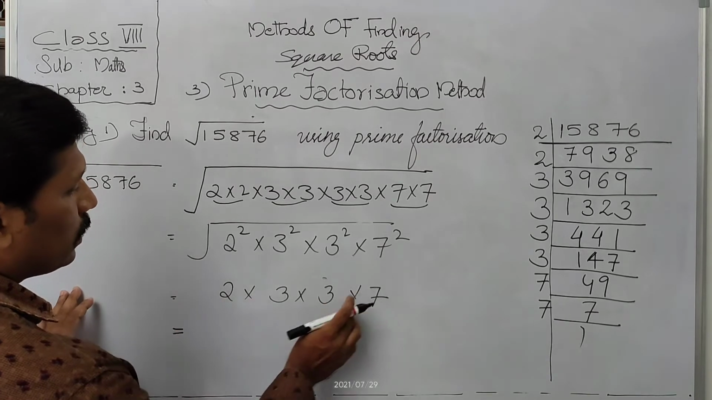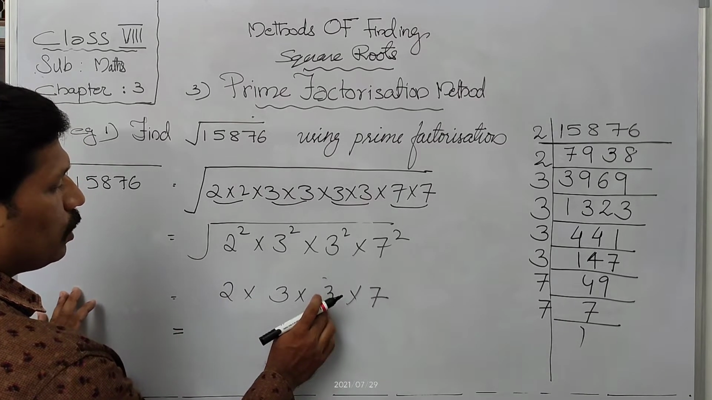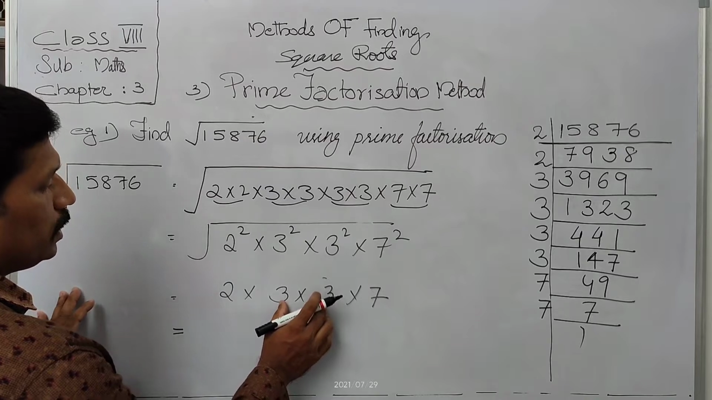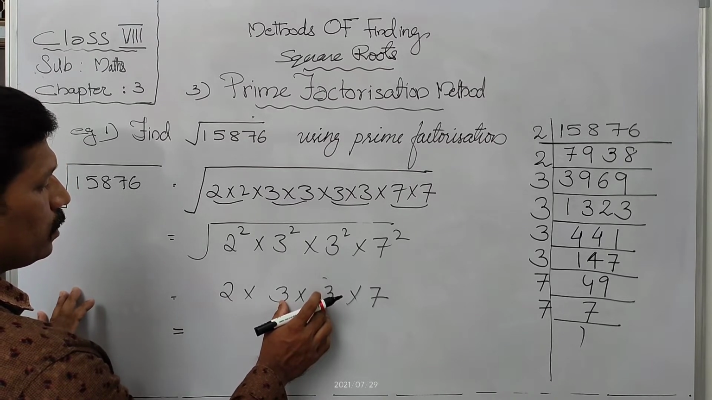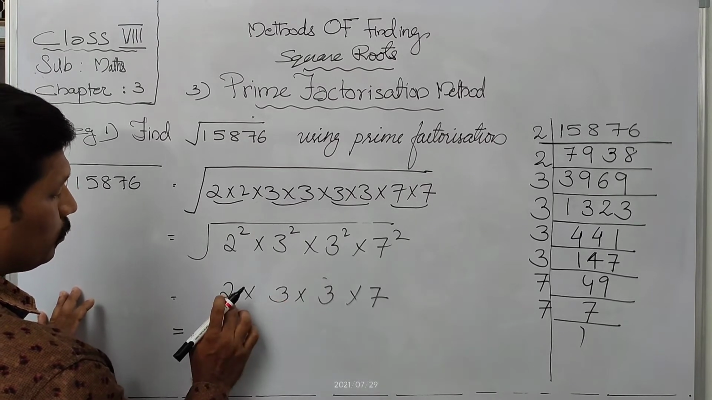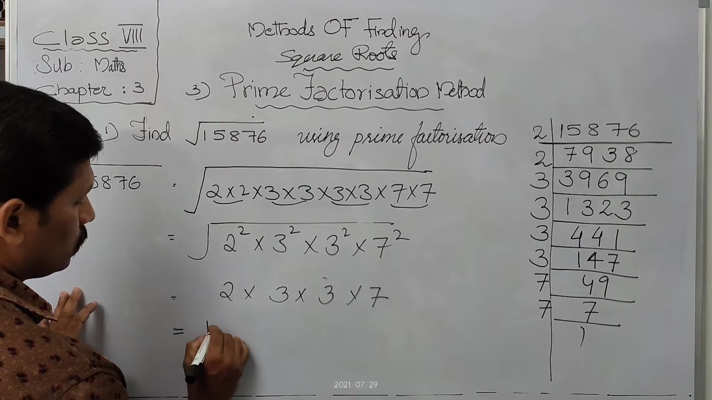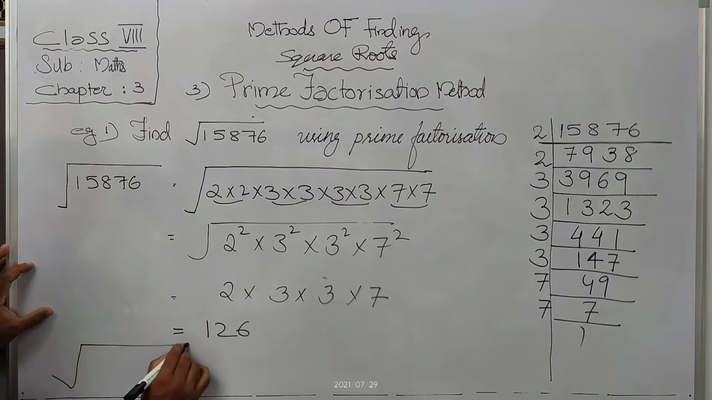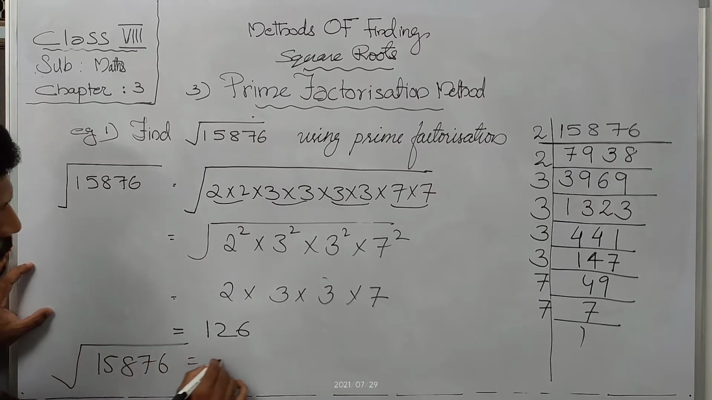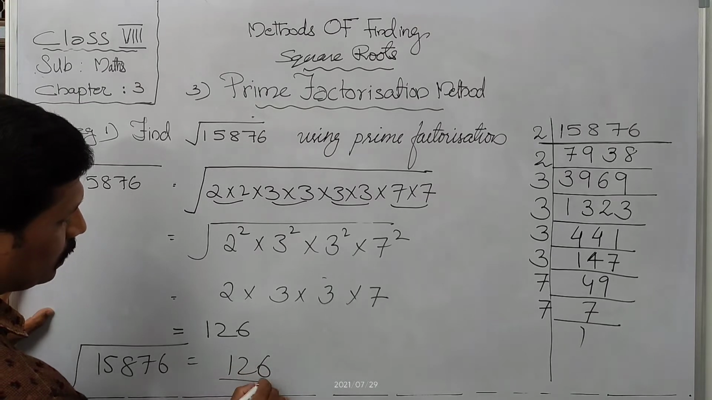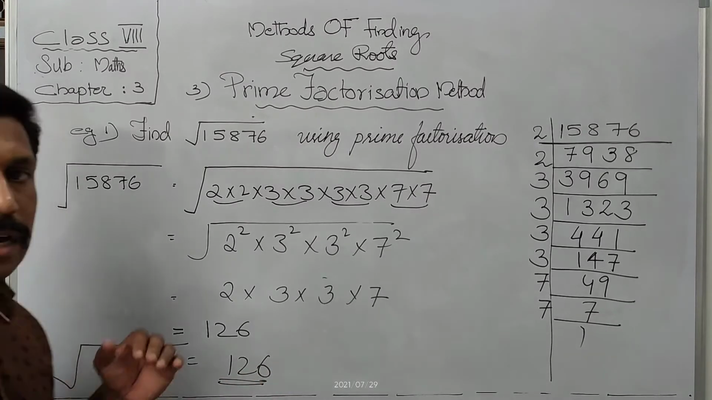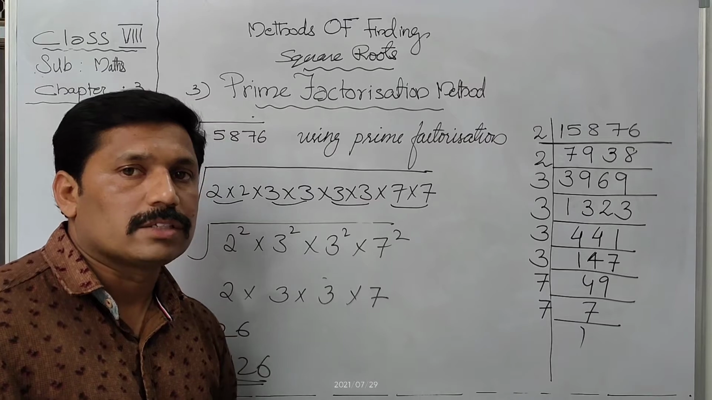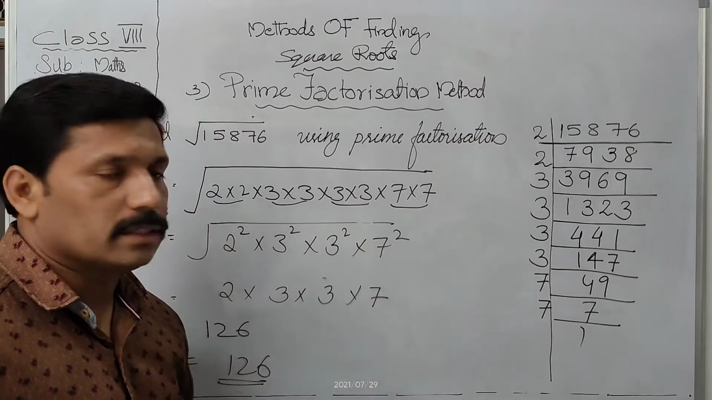So here 3 sevens are 21, 21 3s are 63, 63 2s are 126. So here the root of 15,876 is equal to 126. Okay, students, I think that you understood this method of finding square root of the number.